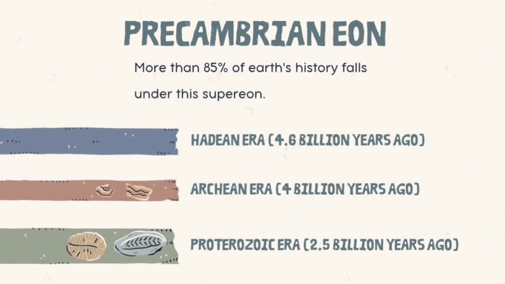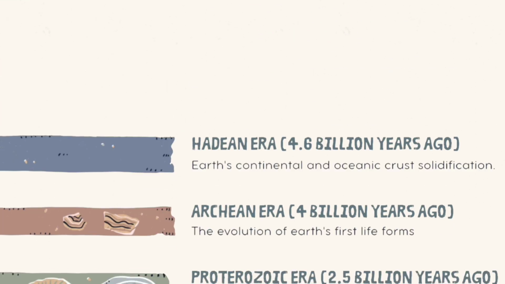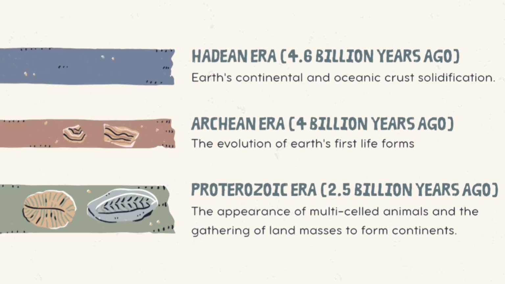We have Precambrian Eon. It is said to be 85% of Earth's history, even before the current Phanerozoic Eon. It is also where rocks from this age were first studied. This super eon is composed of Hadean era, Archean era, and Proterozoic era. What happened in the Hadean era is the solidification of the Earth's continental and oceanic crust. It was also bombarded with meteorites, causing severe volcanic eruptions.